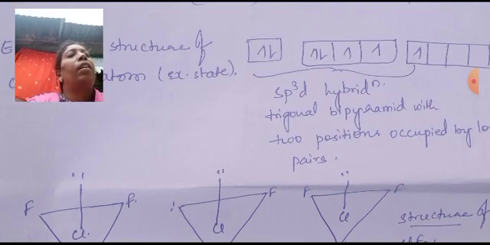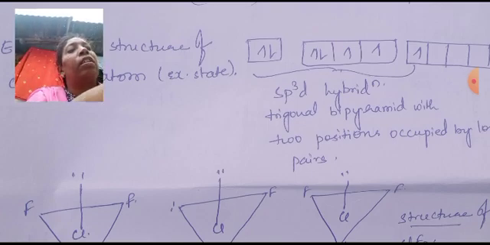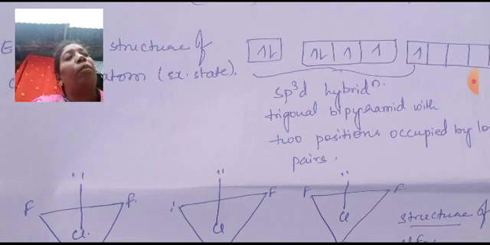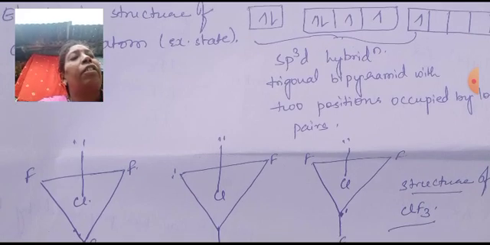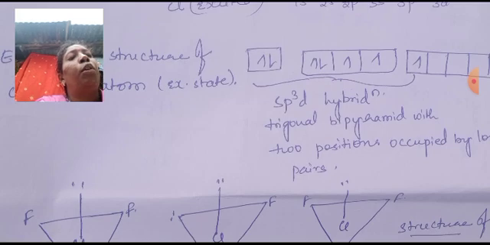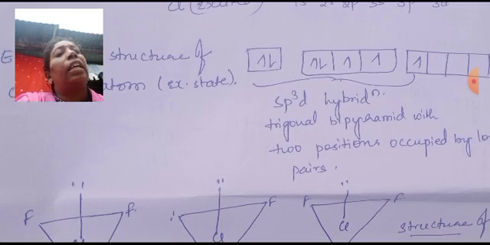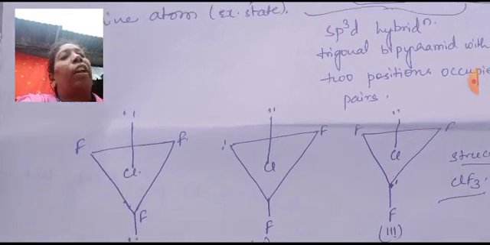Three lone pairs of electrons are present. These will combine with the three electrons donated by the three fluorine atoms. Those electrons combine and form bonding, forming a T-shaped structure. Two paired electrons are present here. sp3d is involved in the bonding. It is called sp3d hybridization. And the shape, if you see, is trigonal bipyramidal.